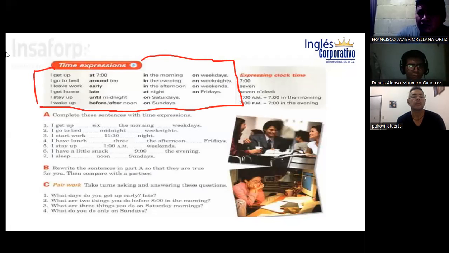Time expressions. I get up at 7 in the morning on weekend days. I go to bed around 10 in the evening on weeknights. I leave work early in the afternoon on weekends. I get home late at night on Fridays. I stay up until midnight on Saturdays. I wake up before afternoon on Sundays.